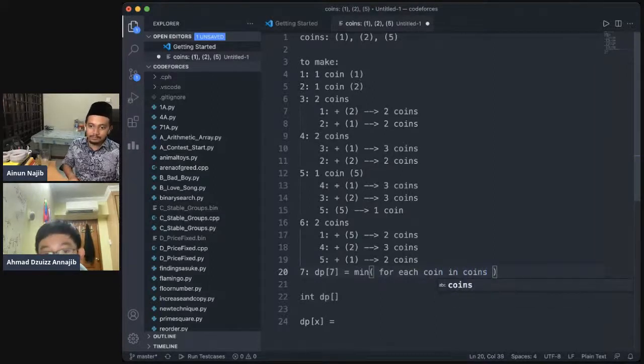So the minimum of one coin plus DP of 7 minus coin value.